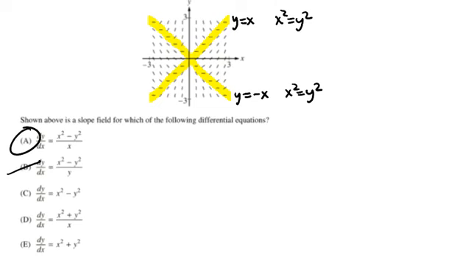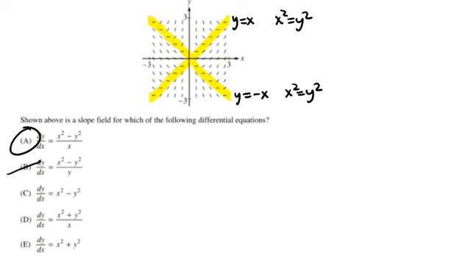C, you could probably plug in a place where, say, x squared was bigger than y squared and see that the signs were wrong or something. You could choose, maybe, 3, 1 or something and try to eliminate based on that. Or if you were confident in answer choice A, you could just choose it and move on.